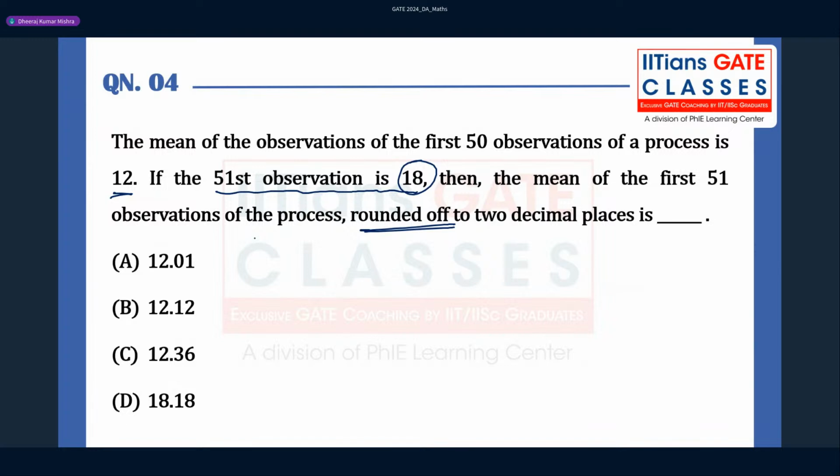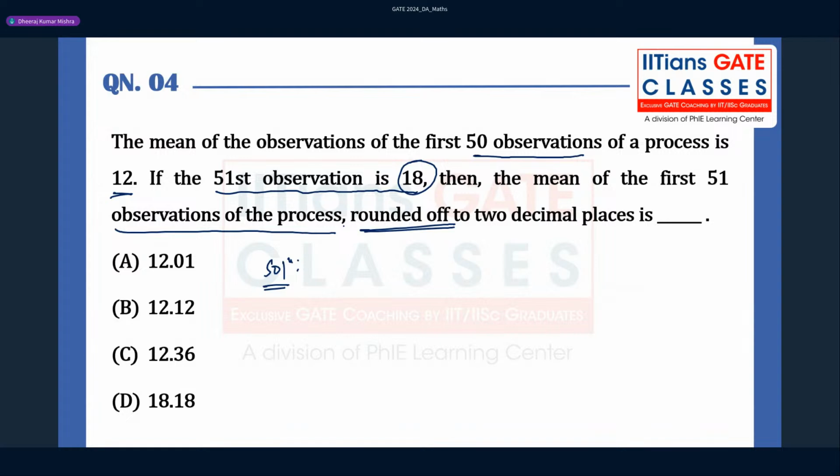Can somebody answer this question? What will be the answer? Yes, we can solve this question nicely. You know that mean is also considered as the average. So if there are 50 observations, you can find the sum, because the mean is given. Then we have to find the mean of the 51 observations of the process.